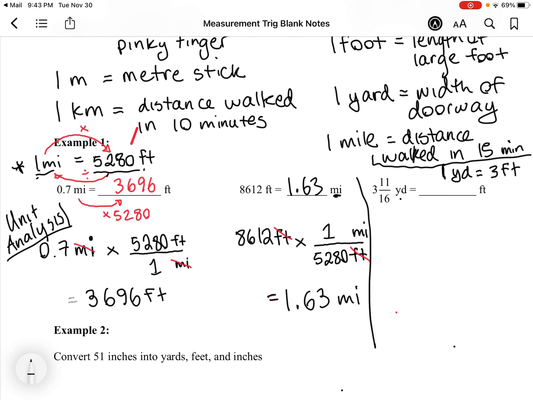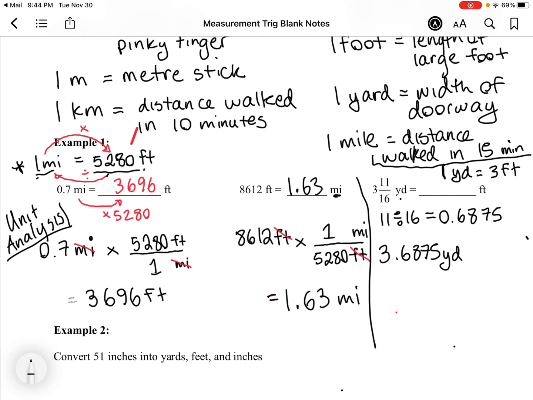Now, the other complication here is that when you're converting units, you really want the original to be in decimal form, and this is in the form of a mixed fraction. So to figure out what that 11/16 is as a decimal, I am just going to divide 11 divided by 16. I'm doing that on a calculator right now, and I get 0.6875, which means that this measurement, 3 and 11/16 yards, is actually 3.6875 yards.